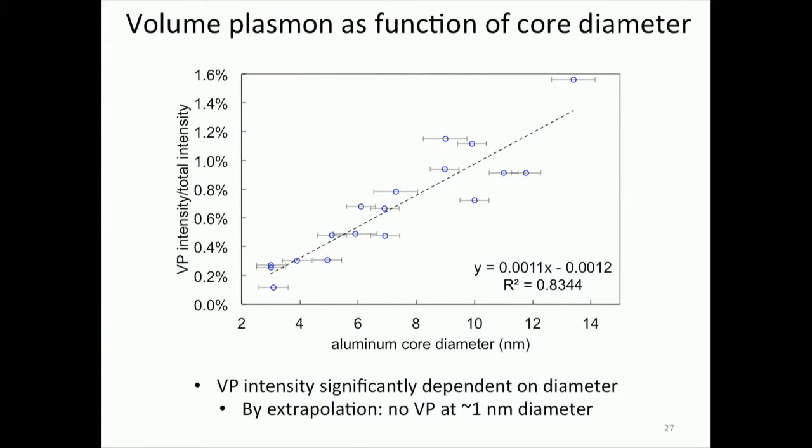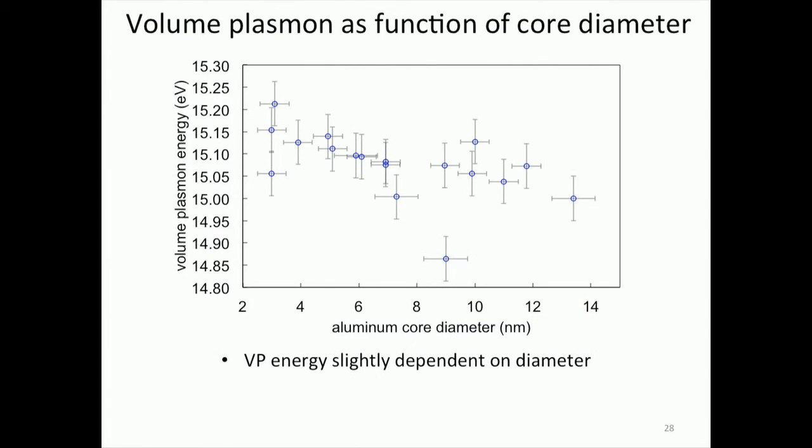And now let's see how the volume plasmon energy changes as a function of feature size. Here I show again aluminum core diameter from 14 down to 3 nanometers as a function of volume plasmon energy. You can see that the data is quite scattered, but we see a certain trend of increase in energy from about 15 eV up to about 15.2 eV, a 0.2 eV increase.